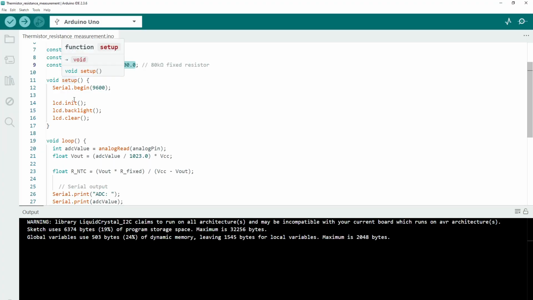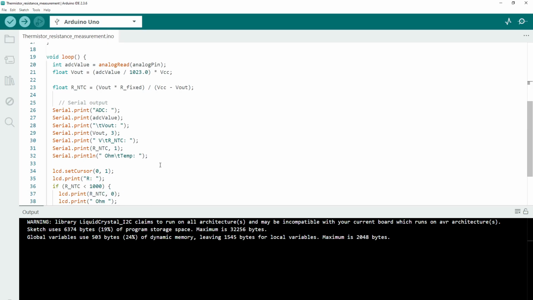Now, there are two functions in the program: void setup and void loop. The void setup runs only once, while void loop is continuously executed. When we are doing serial communication with the computer, we set the baud rate as 9600. Please remember that the baud rate in the Arduino and in the serial monitor has to be the same.